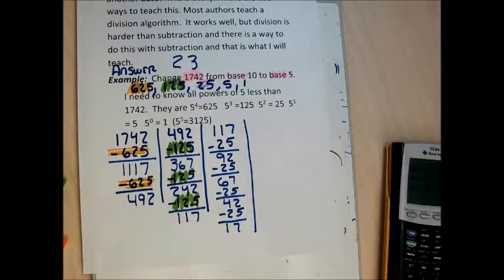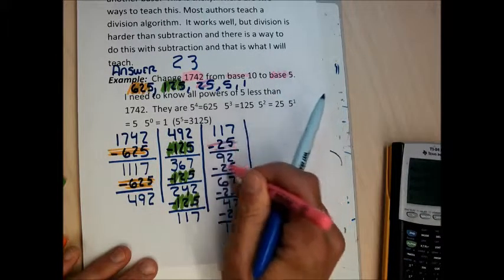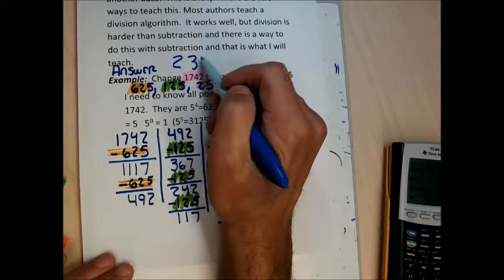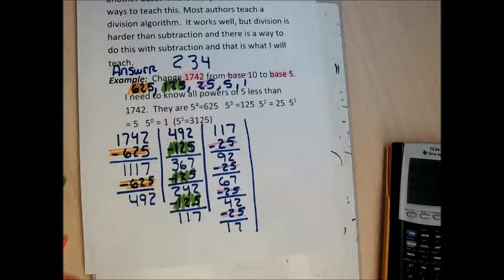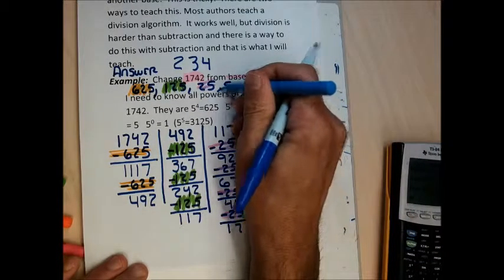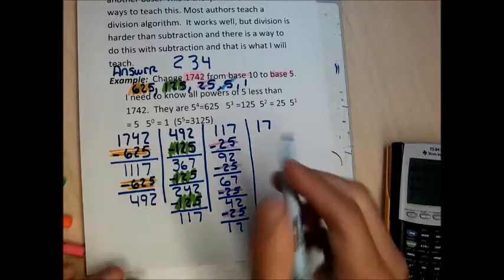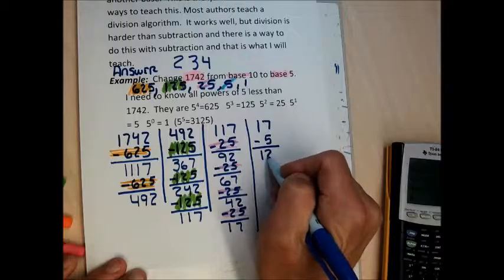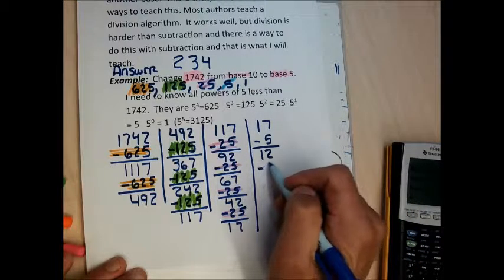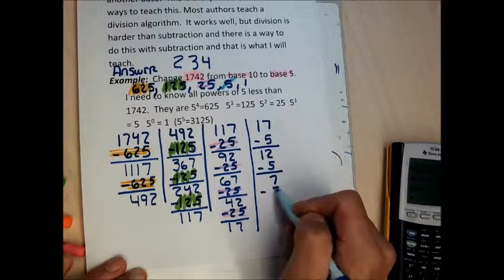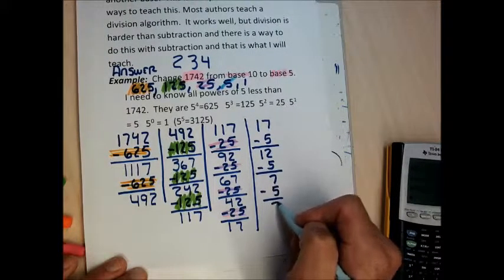I'm ready for the next number in my answer. I subtracted 25 1, 2, 3, 4 times, so the next number in my answer is a 4. Done with the 25. Moving on, taking my remainder and carrying it over, the next number I'm going to subtract is 5. I can do this without my calculator for the first time. 17 minus 5 is 12. That's bigger than 5, so I still subtract. 12 minus 5 is 7. That's bigger than 5, so I still subtract. Then 7 minus 5 is 2.